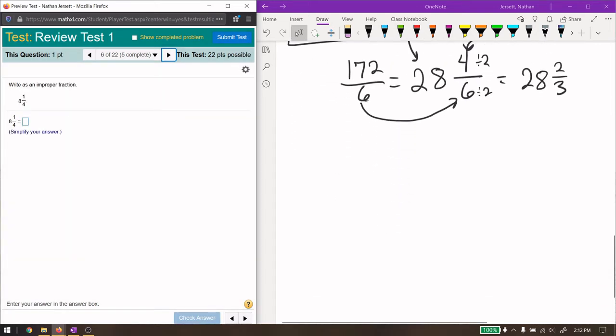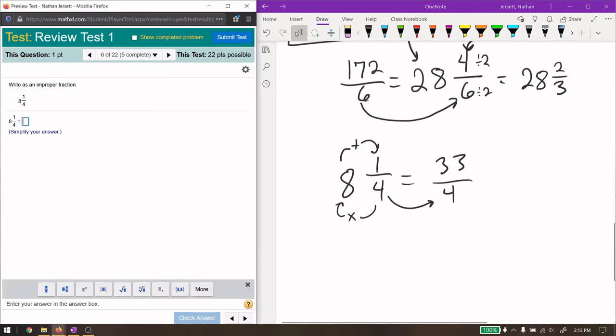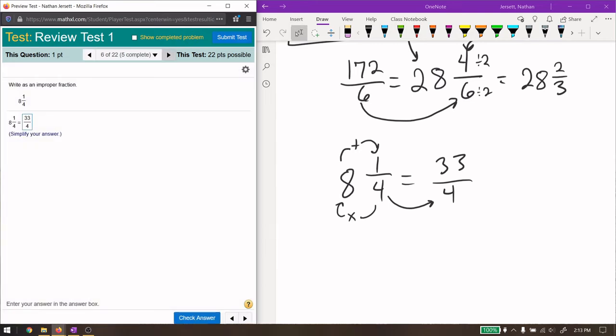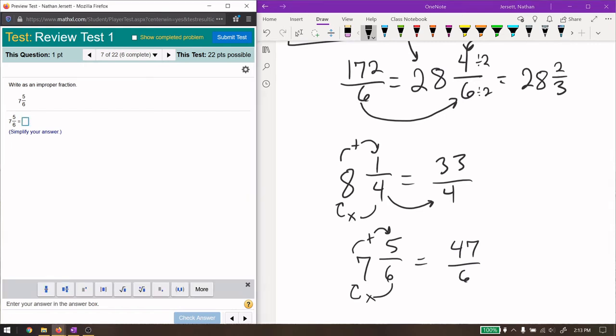Improper fraction. This is easier than going the other way. We do 4 times 8, which is 32, plus 1, which is 33, and you always keep the same denominator, which is going to be 4. Another one. 6 times 7 is 42. 42 plus 5 is 47. And you always leave it over the same denominator.